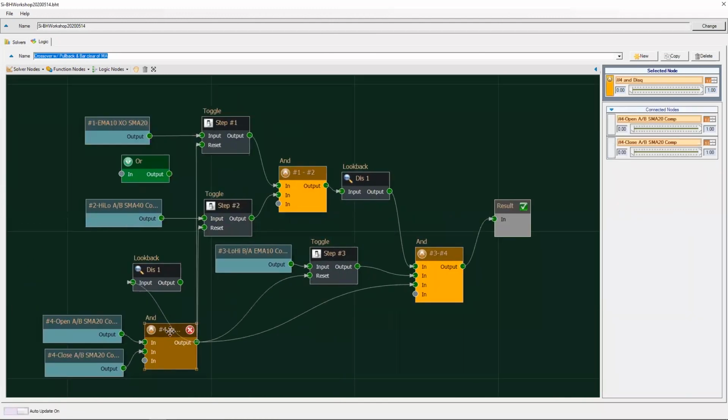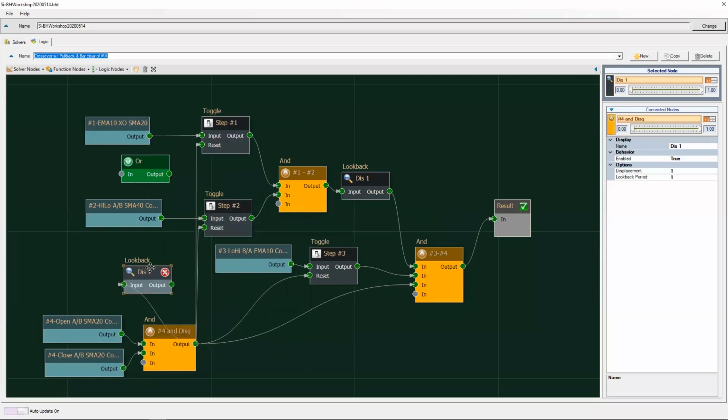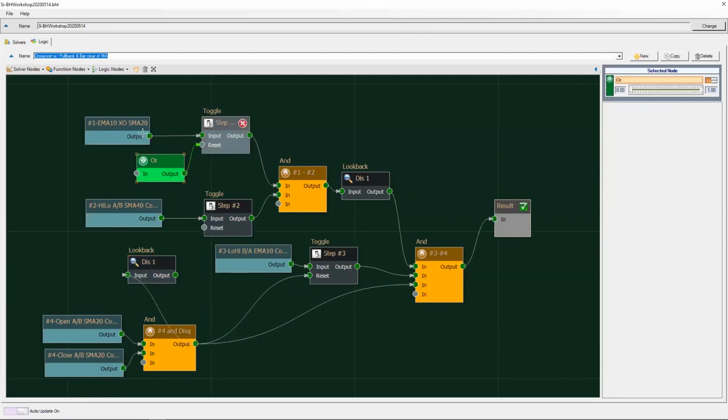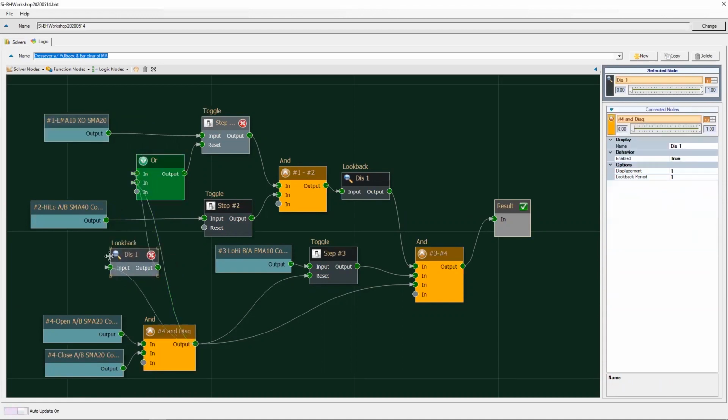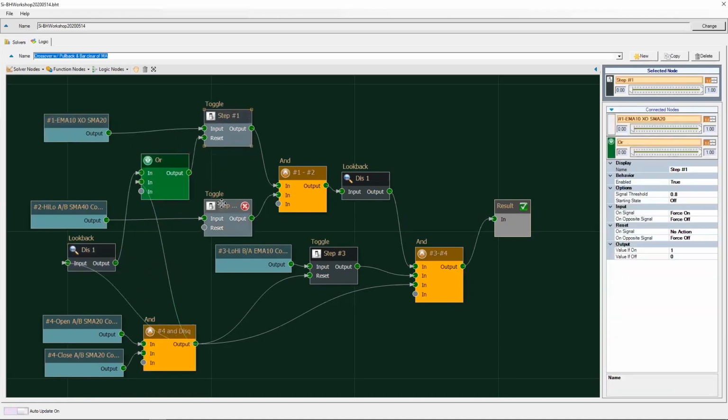Right, so right now we're taking the signal from this AND node and it's going straight into the reset. But we also need this displaced signal going into the toggle node reset as well. So to do that, we're going to use an OR node. Right, like that.